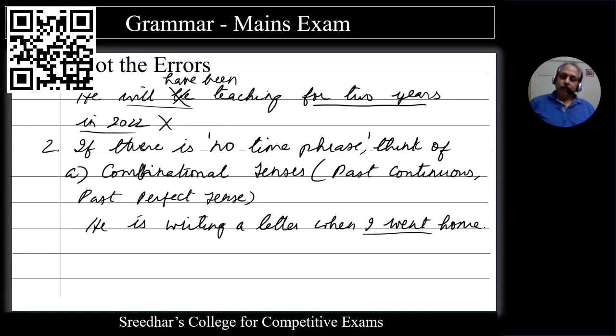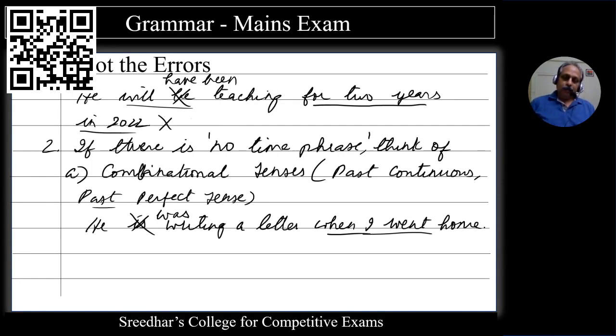Here there is no time phrase. When I went home, something happened in the past. At that time something was going on. So, based on the context, when I went home, something was going on. Where is the error? We cannot use present continuous, we have to use past continuous. He was writing a letter when I went home. How do you decide? The context is in the past, I went home. At that time something was going on. So we should use past continuous tense, not present continuous tense. This is based on the knowledge related to combinational tenses.